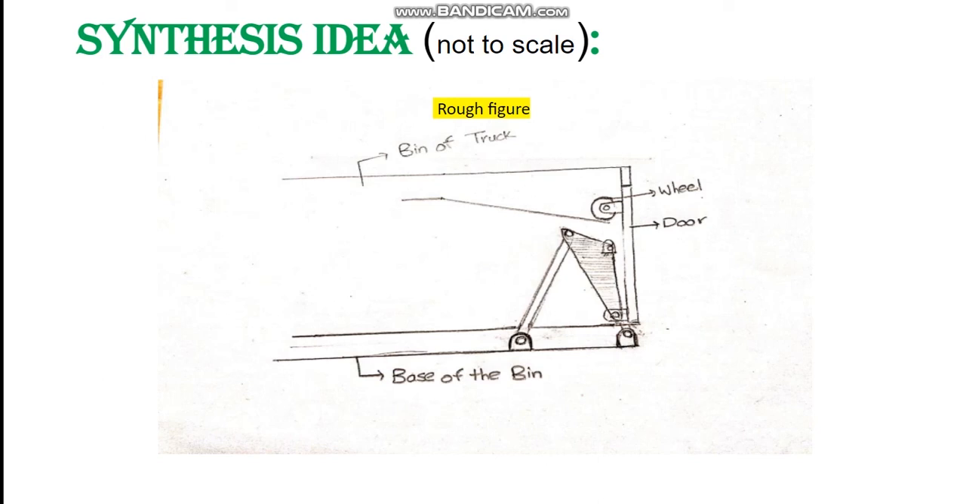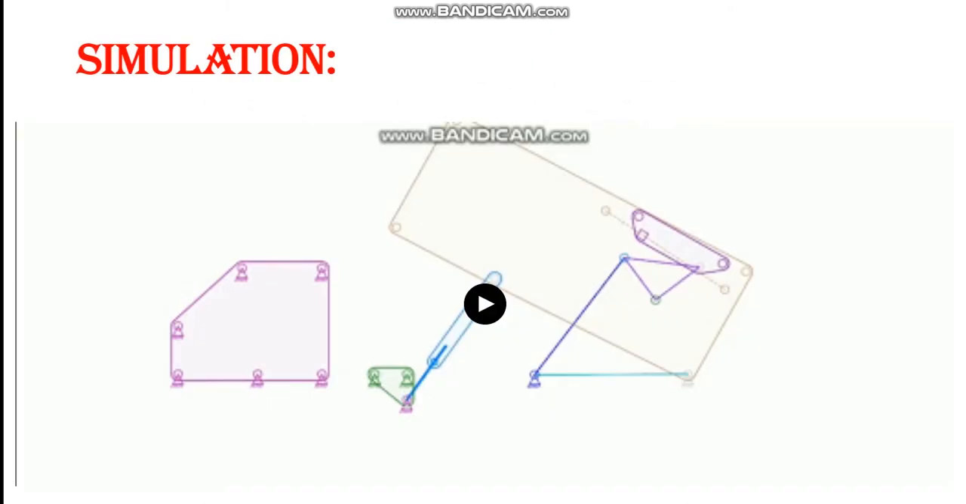The whole mechanism is synthesized to be present on both sides of the dumper along its width. We added this wheel to the door so that the upper part of the door complements the lower part during the whole process of tilting, and this is the simulation of the above kinematic diagram.